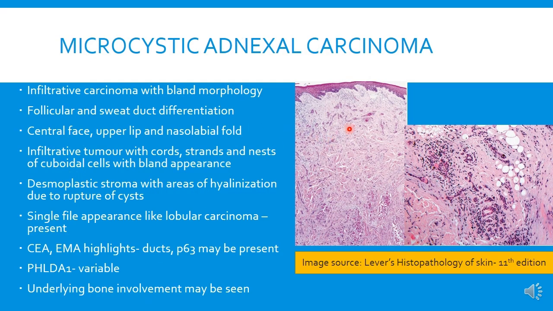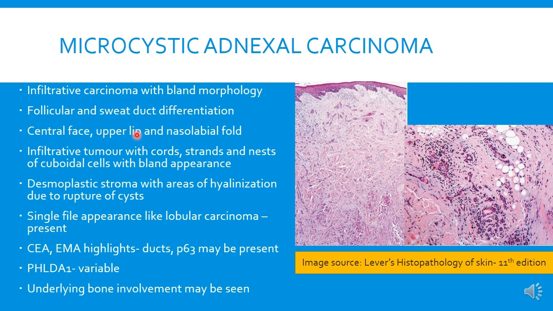Microcystic adnexal carcinoma. It is an infiltrative carcinoma which is most often confused with benign tumors because of the bland morphology. The morphology of the tumor is very bland, like a benign tumor, but its infiltrating nature makes it suspicious. You have to look for the infiltrative nature and the desmoplastic stroma to call it a carcinoma.